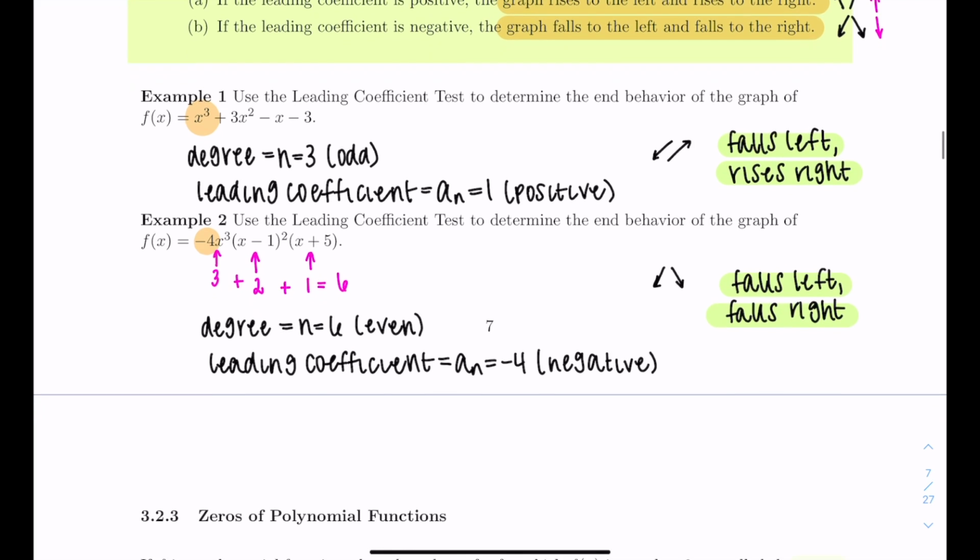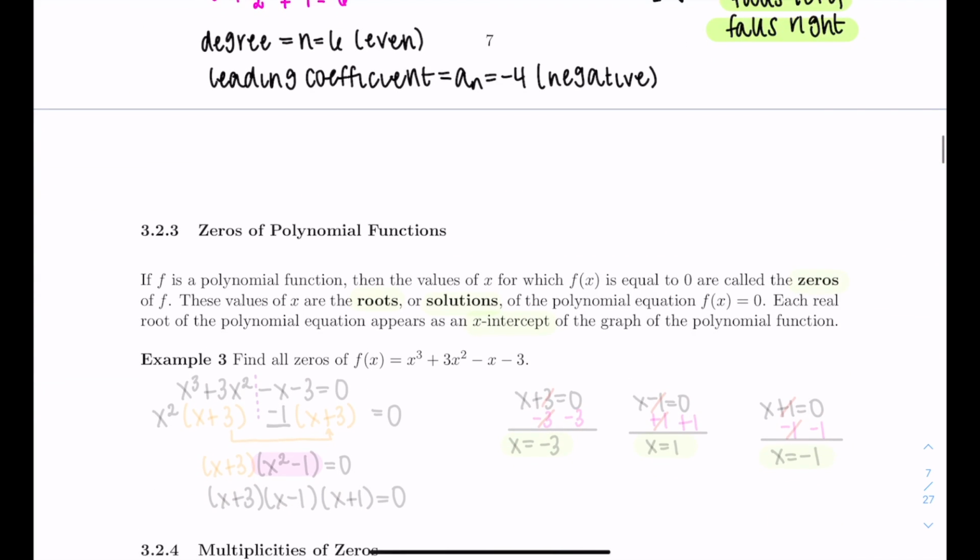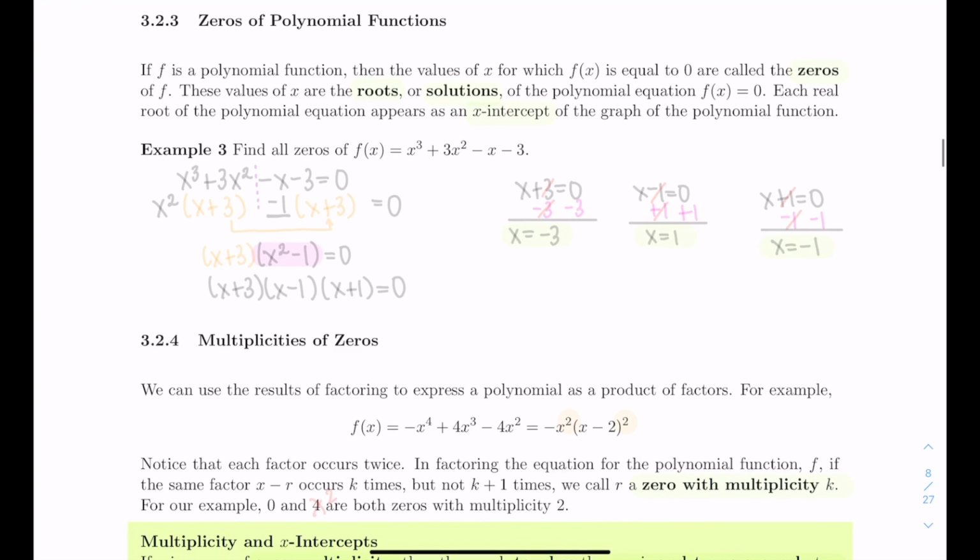Now let's go ahead and talk about the zeros of polynomial functions. If f is a polynomial function, then the values of x for which f of x is equal to 0 are called zeros of f. These values of x are the roots or the solutions of the polynomial f of x equals 0. So zeros, roots, or solutions are the exact same thing. When we look at them on a graph, they appear as the x-intercepts.